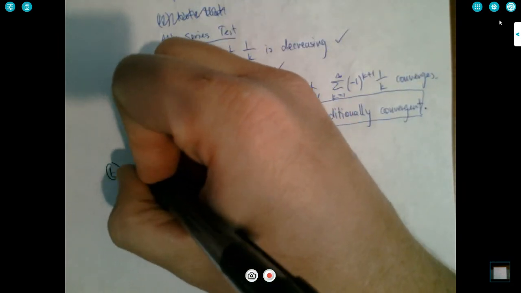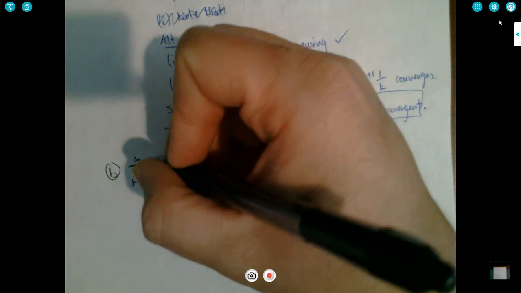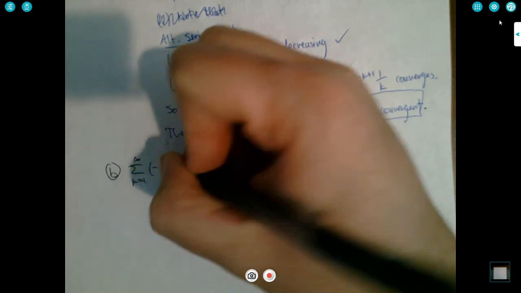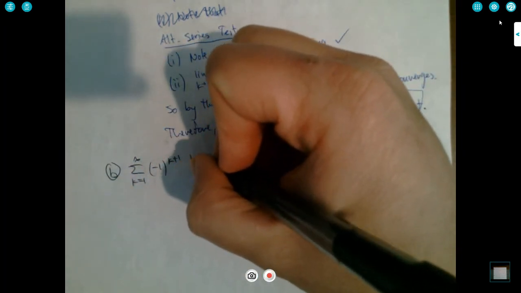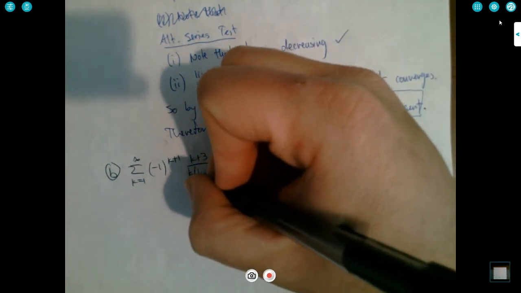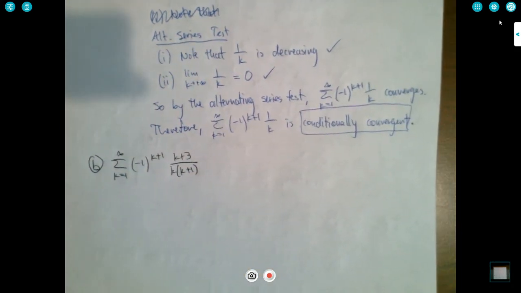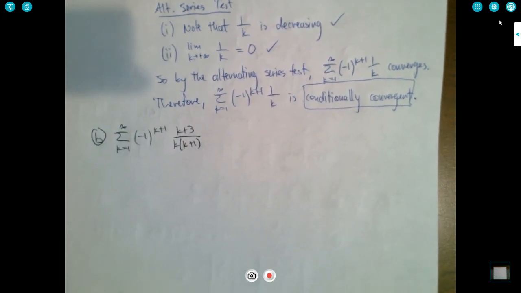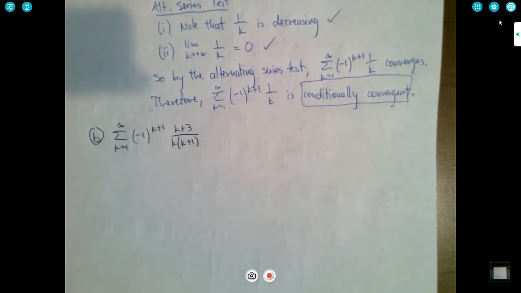So let's do the sum from k equals 1 to infinity of (-1)^(k+1) times (k + 3) over k times (k + 1). Okay, so same goal as before. We want to see if this thing is absolutely convergent, and if it's not, then we're going to see if it's conditionally convergent. Okay?